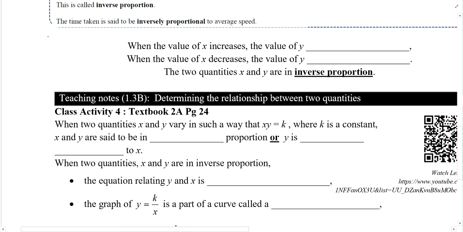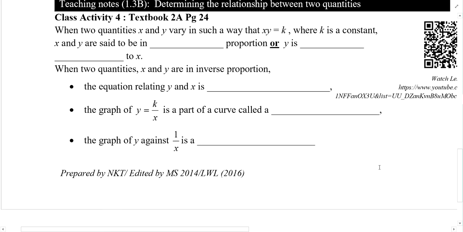When the value of x increases, the value of y decreases. When x decreases, y increases. So they are in inverse proportion. Okay? Straightforward so far? Now next, just fill in the blanks. They are in inverse proportion, or y is inversely proportional to x.